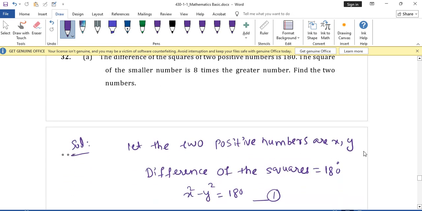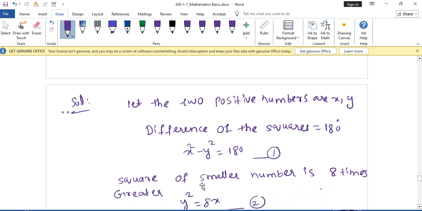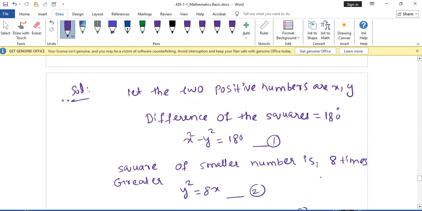So let the two positive numbers be x and y. The difference of the squares of the numbers is 180. Difference means minus, and squares means x square minus y square is equal to 180. That is the first condition. For the second condition, the square of the smaller number is 8 times the greater number. The smaller number is y, so y square is equal to 8x. This is the second equation.